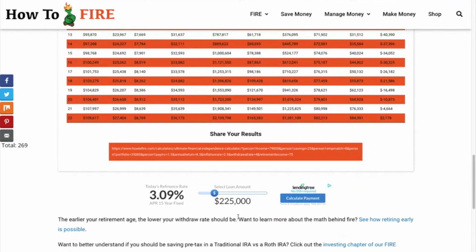And if you want to share your results, go ahead and do that. You can also share the calculator here on the side to Facebook, Twitter, Pinterest, or even email it.